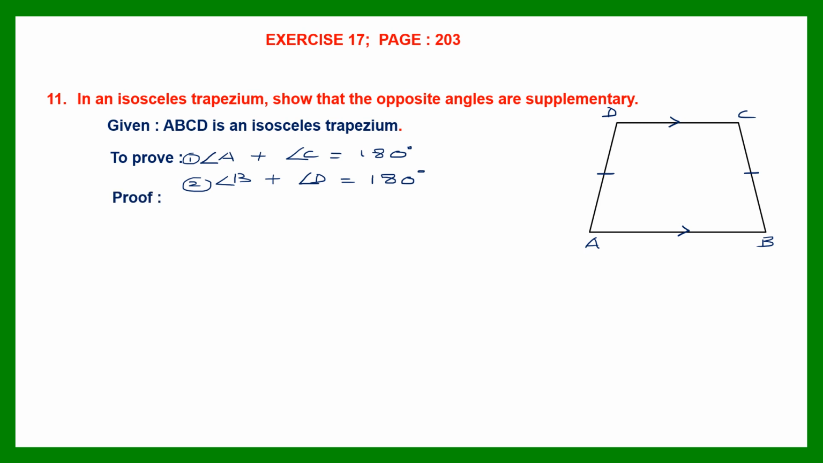So the proof here will be, we're going to prove the first one, that is angle A plus angle C is equal to 180 degrees. So these two are equal to 180. We're going to prove that. So that is the first proof that we are going to do.